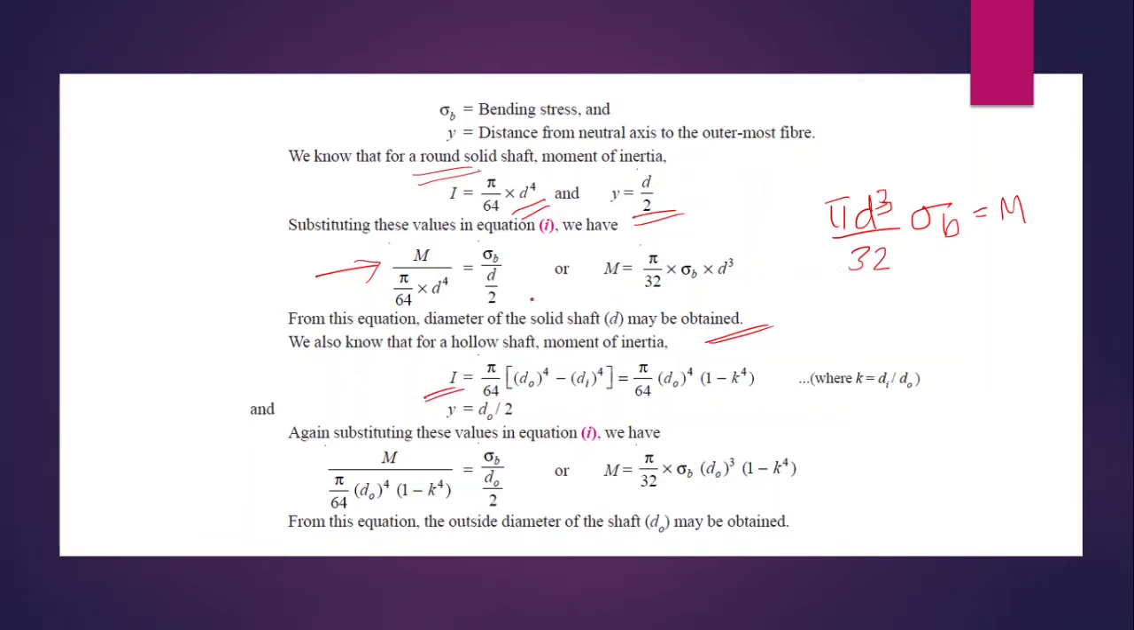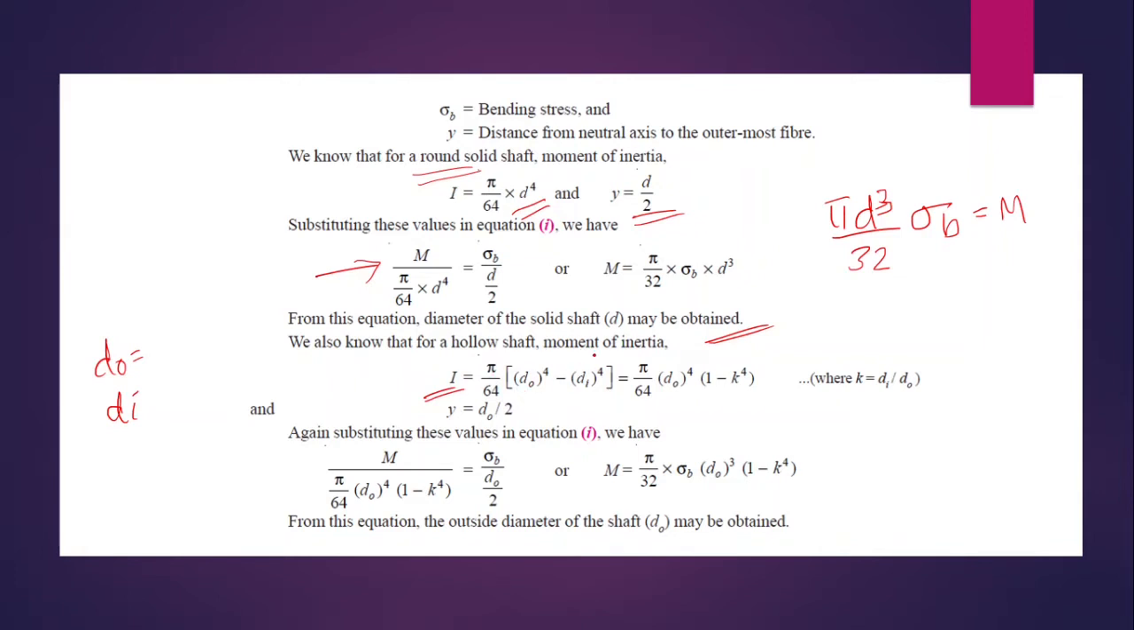When the shaft is a hollow shaft, then the moment of inertia is equal to this one. Instead of d, we can use d o and d i, d outer and d inner. d o means outer diameter of the hollow shaft, d i means inner diameter of the hollow shaft. Then I is equal to this one.